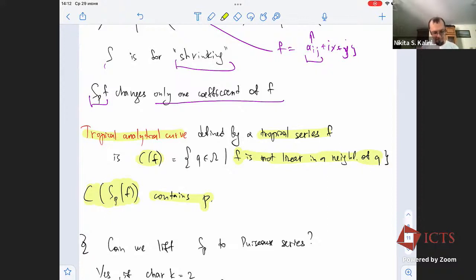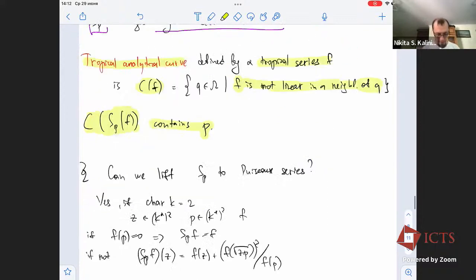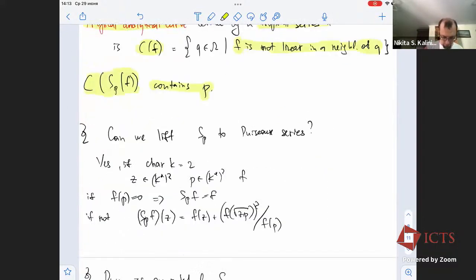And then I can ask the following question. Can I lift my operator to Puiseux series? So now I have an operator on tropical curves. Maybe I should have an operator on algebraic curves. Right, because it's good: when I have an algebraic curve and a point, I apply a certain operator, and the new curve passes through this point. Well, in fact, it can be done in characteristic two. And it looks as follows.